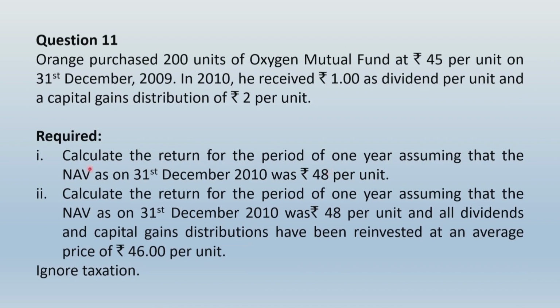Now the next part of the question is asking you, calculate the return for the period of 1 year, assuming that the NAV on 31st December 2010 was 48 per unit and all dividends and capital gains distributions have been reinvested at an average price of rupees 46 per unit. So basically 48 per unit is the NAV on the last date, but the reinvestment was made at the rate of 46 per unit, and the question has asked you to ignore taxation. Now the only different kind of calculation what is required is in the second part. First part is as usual.